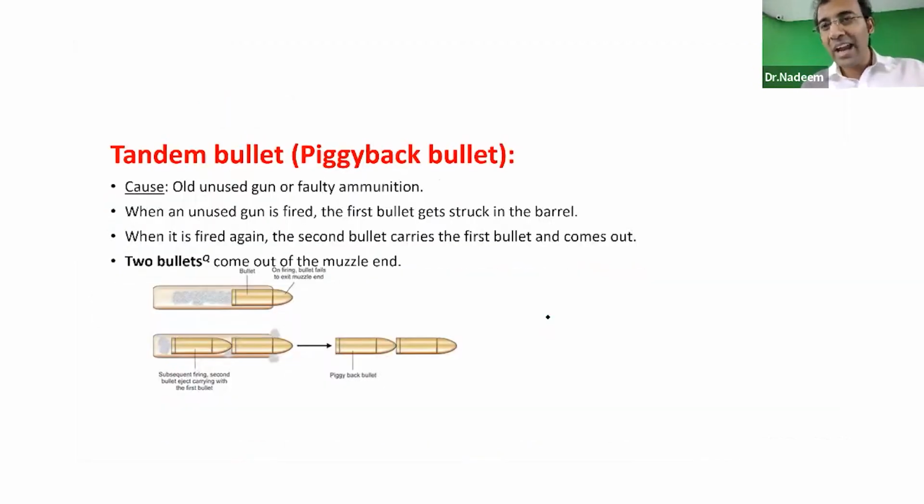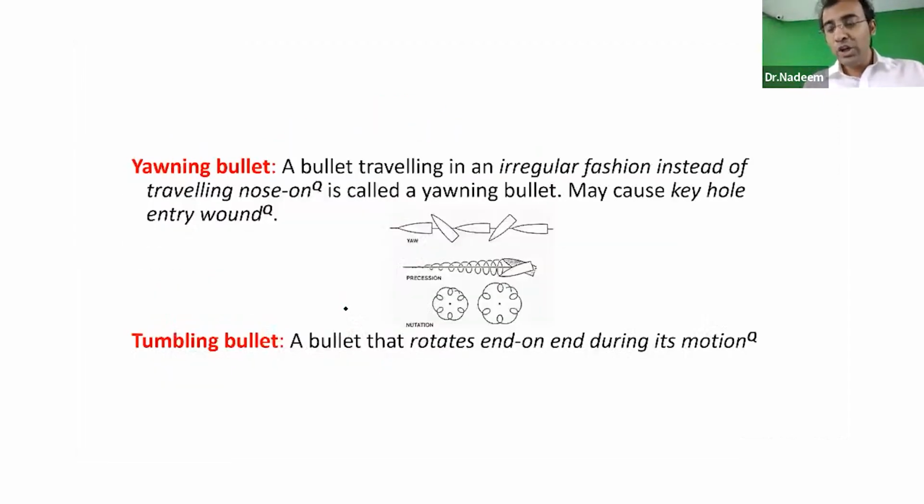Now, what is the meaning of the tandem bullet, which is called a piggyback bullet? If you have an unused firearm, and you open the firearm for the first time and pull the trigger, the bullet will not come out. The second time you pull the trigger, two bullets come out together like this. This is called a piggyback bullet, tandem bullet.